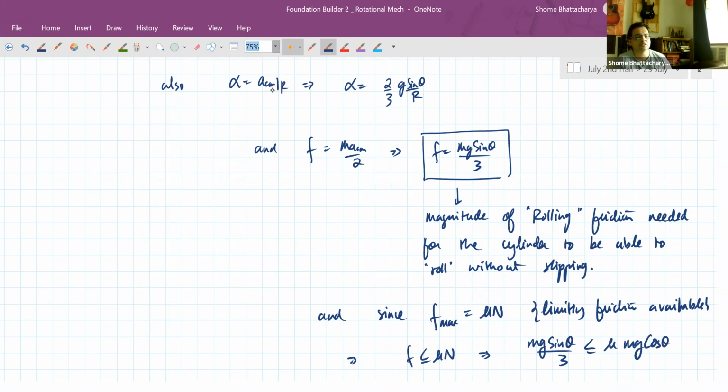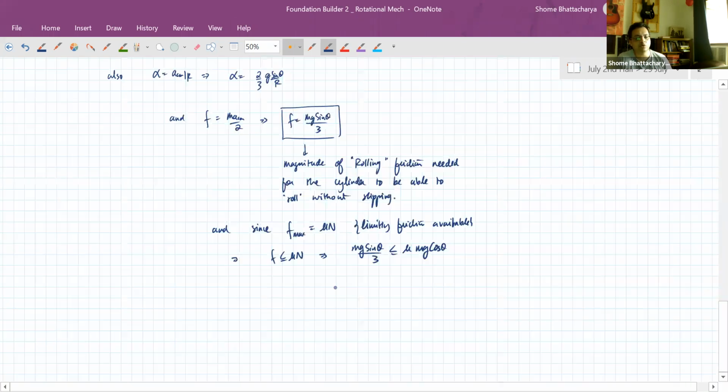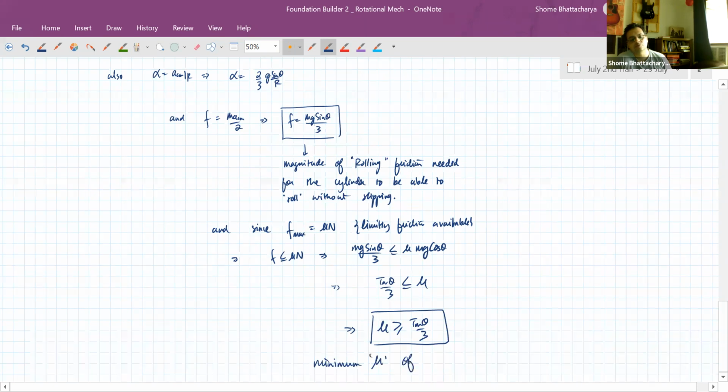So that shows us that there is a minimum value of friction coefficient required. If you just invert this relation, you can see that tan theta by 3 is less than or equal to mu, or in other words, mu should be greater than or equal to 1/3 of tan theta, whatever that angle of inclination is. That means a minimum mu of tan theta by 3 is needed for rolling.